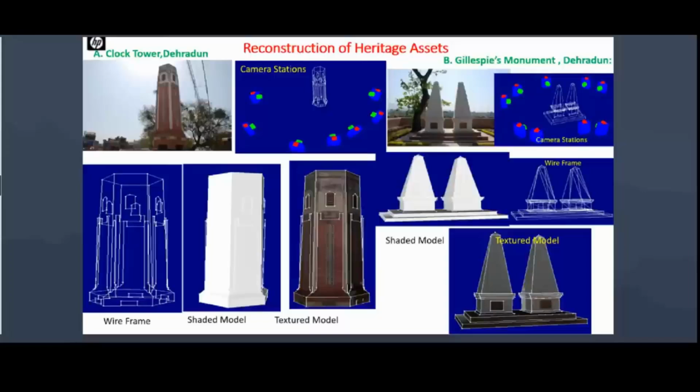So the clock tower in Dehradun, Gillespie's monument, as you can see, every monument has been captured from multiple camera locations. Then the wireframe model can be generated for every monument. You can see the wireframe model is generated. After that, a shaded model is generated, and later on, the texture from the photograph is pasted here, and the photorealistic texture is generated.